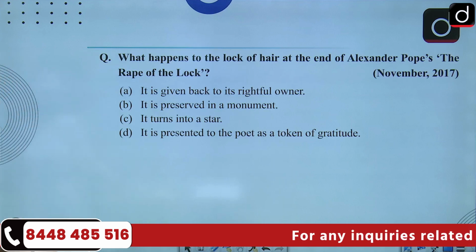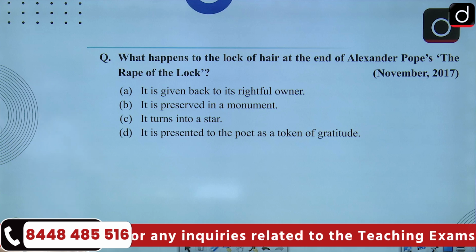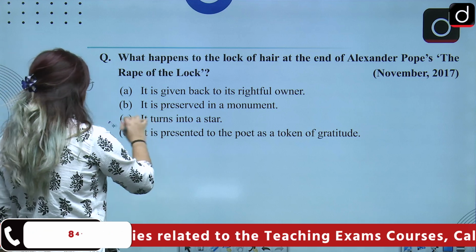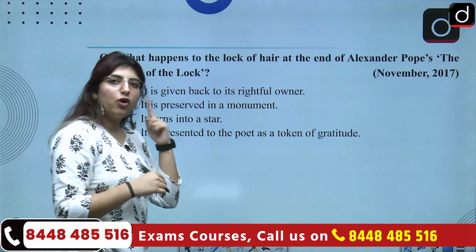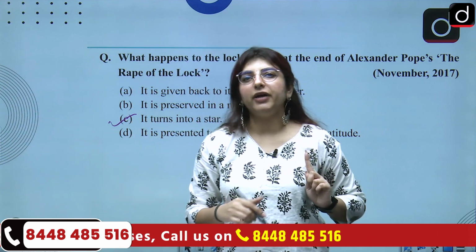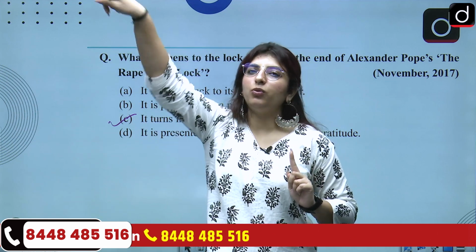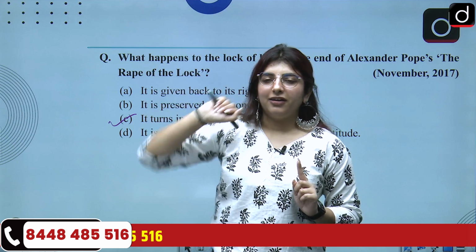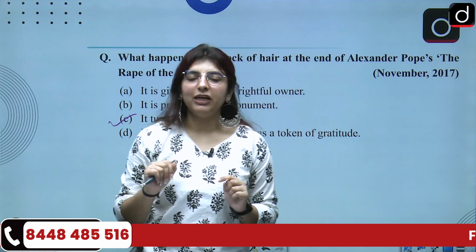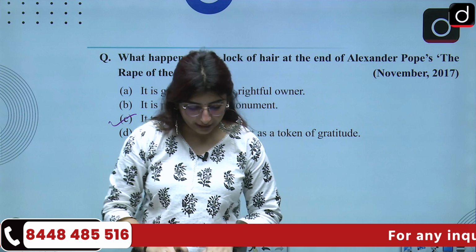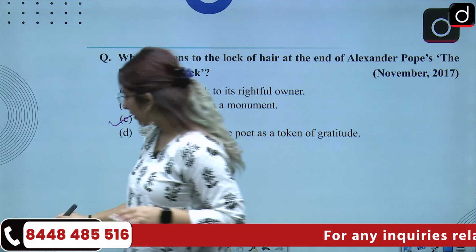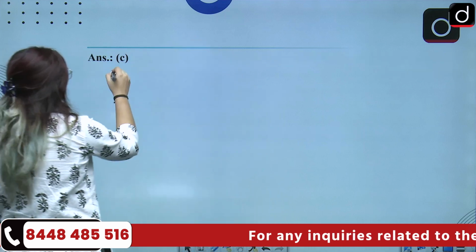What happens to the lock of hair at the end of Alexander Pope's work, The Rape of the Lock? The right answer is option C, that the lock, the Rape of the Lock, lock jo hai, it turns into a star, right? When was this particular work written? Agar hum Rape of the Lock ki baat karte hain, let's note down some greater details with regards to Alexander Pope.